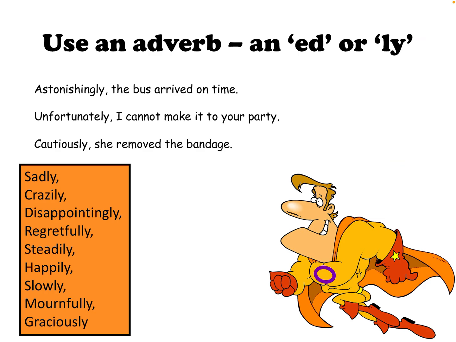You've described Fuzzle and you've described the setting. Your next sentence, you're going to start with one of these words. So sadly, crazily, disappointingly, regretfully, steadily, happily, slowly, mournfully, graciously. Please obviously only choose a word that you know the meaning of. And if you want to choose one of these words that you don't know the meaning of, why don't you look it up? So pause this video now and write your next sentence starting with an adverb.